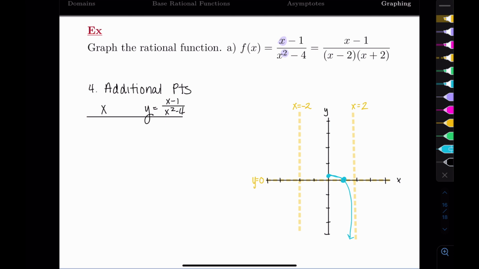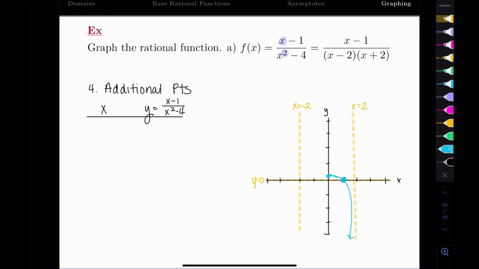Again, you could pick something between 1 and 2 to get a better picture. And then I know I can't come back down to hug the line this way because that would mean I'd have another x-intercept, and I don't. So really what's going to happen is I've hugged this other vertical asymptote this way.